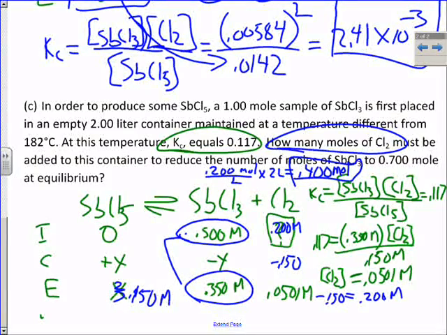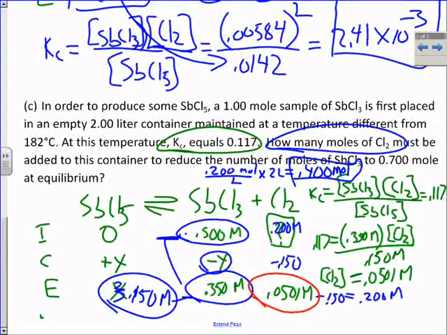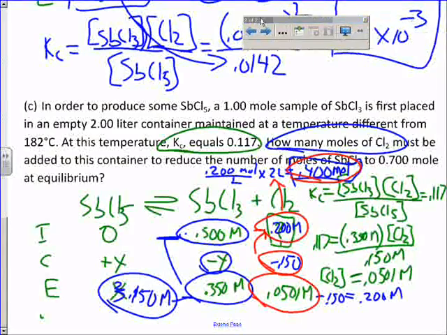So because they gave us the I and the E for SbCl3, we could find X. Once we knew what X was, we could find out what the equilibrium concentration of SbCl5 was. And from there, we could use that to calculate this value. And since we knew the X was this, we could use that to calculate that. And once we knew that, we could use that and the 2 liter volume to calculate how many moles we started off with. So the final answer to this one is 0.400 moles. And that ends our equilibrium practice.